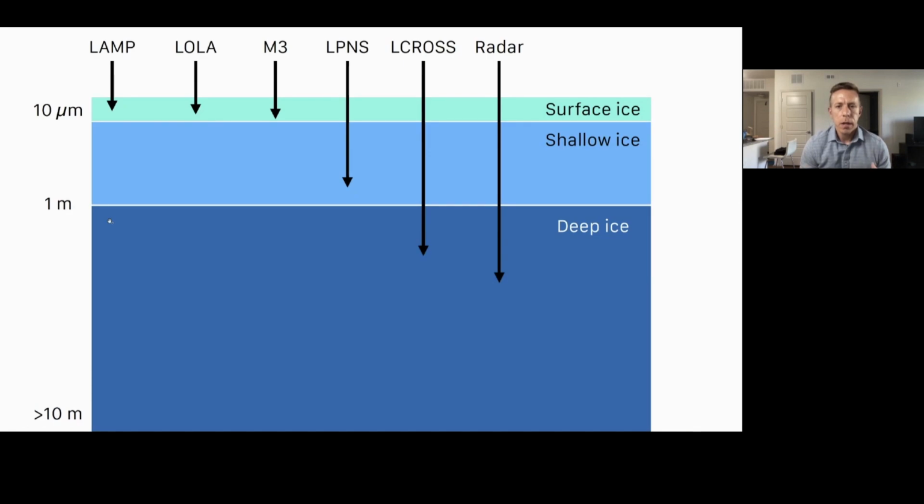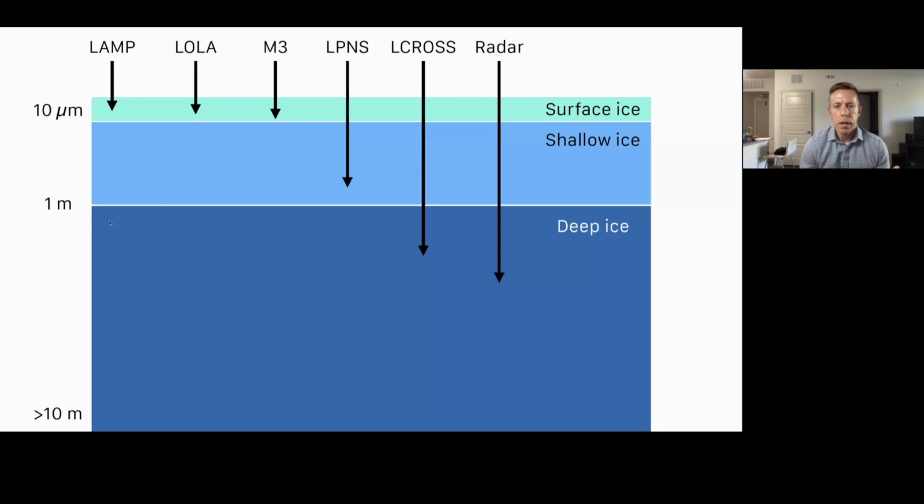So when I talk about lunar ice, I like to divide it into these three distinctions that are separated vertically. When I talk about surface ice, I'm really talking about ice at the optical surface, in the upper microns to tens of microns. When I talk about shallow ice, I'm talking about ice within the upper meter. And below that, I'll talk about deep ice as an intriguing possibility.